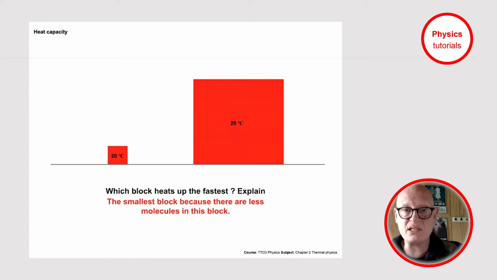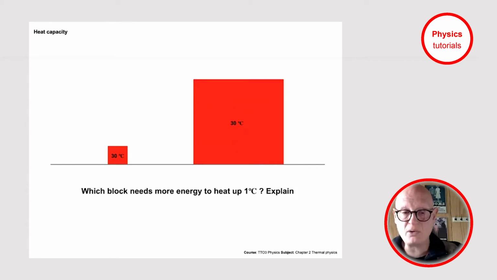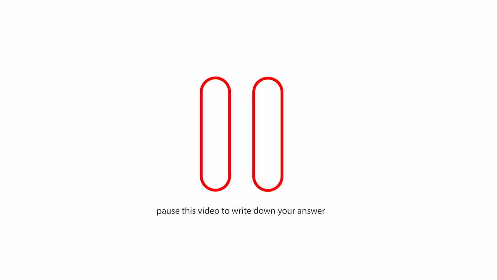Let's see if this is clear to you. Another question. Again, we have two blocks. This time they both have a temperature of 30 degrees Celsius. Now, which block needs more energy to heat up 1 degree Celsius? Pause this video to write down your answer in your notebook.